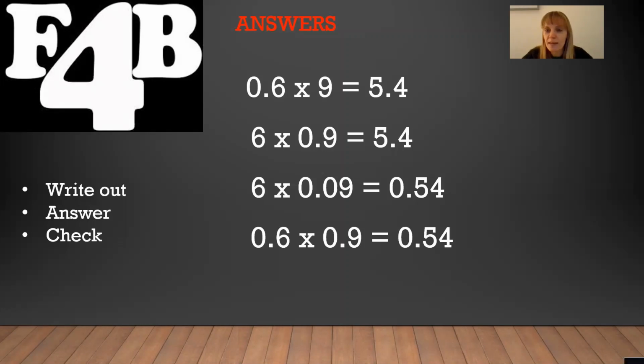So hopefully you've been able to relate the difference in the sizes of the numbers to how your answer changes each time. The final question, each of the 6 and the 9 have been made 10 times smaller. Therefore, our final answer is 100 times smaller because we've put those two together.